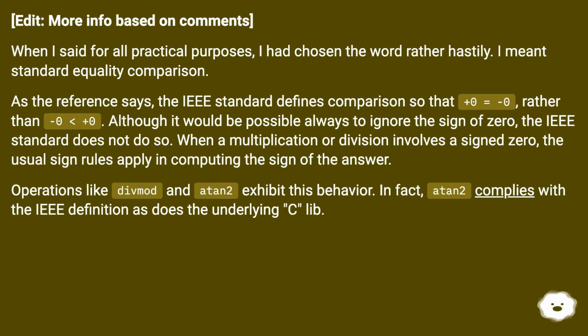When a multiplication or division involves a signed 0, the usual sign rules apply in computing the sign of the answer. Operations like divmod and atan2 exhibit this behavior. In fact, atan2 complies with the IEEE definition, as does the underlying C library.